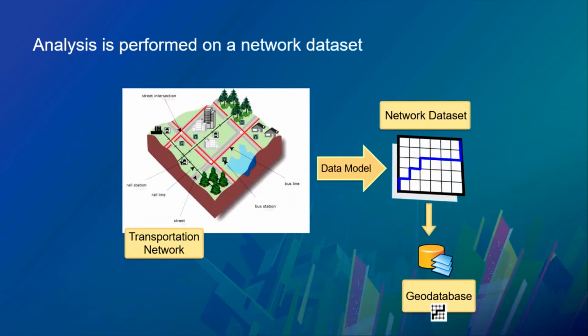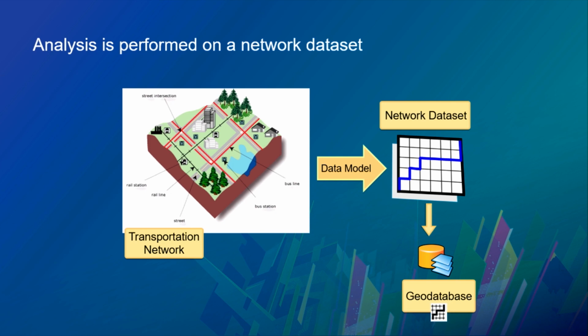So I talked about different analysis capabilities. Now, in order to do those analyses, you need some kind of data on which that analysis is performed. So that is the street data, which in ArcGIS needs to be modeled as a network data set.